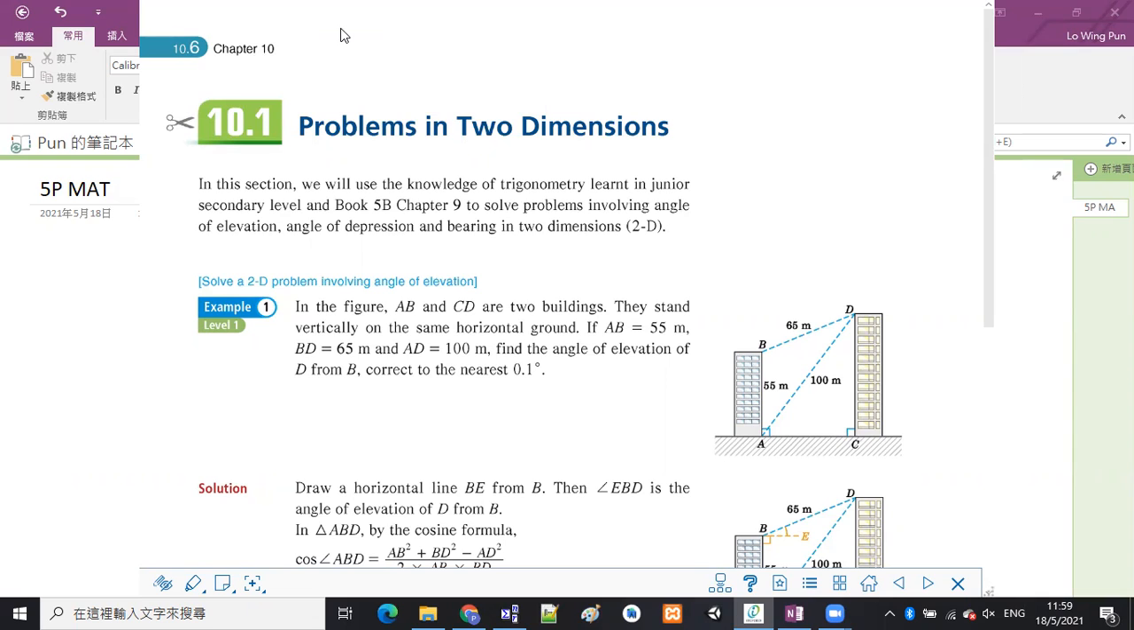Which means that this AC is horizontal, and AB is vertical. CD is also vertical. Just remember that a vertical line and a horizontal line are always perpendicular to each other. Which means that this angle is 90 degrees and this is also 90 degrees. Okay? And then we have AB equals 55, BD 65.